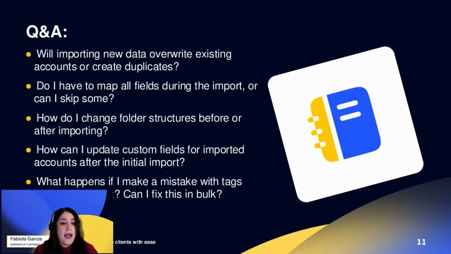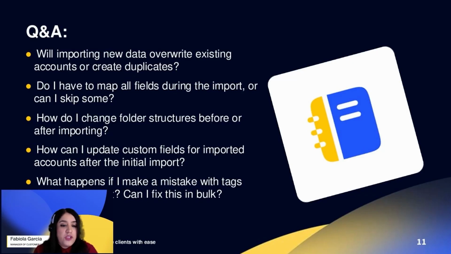The next question, do I have to map all fields during the import or can I skip some? As you notice, we skipped a few because they didn't pertain to the section that we were trying to import. If they don't pertain to the account, then we skip them. If they don't pertain to the contact, then we skip those because we might have already imported those in a previous step, or we will import them in a future step. So that's a good question. It gets confusing in the beginning when you see the green check mark and the exclamation mark.